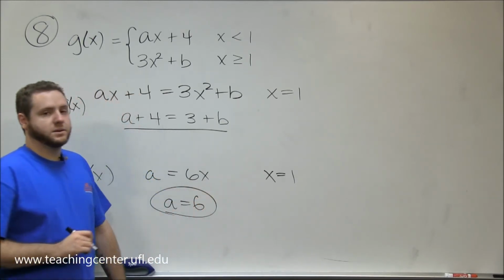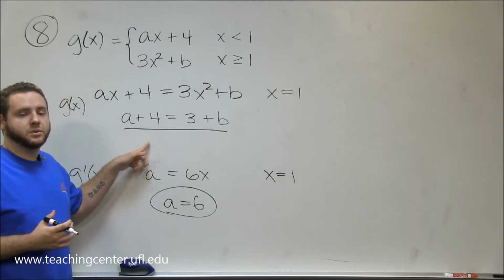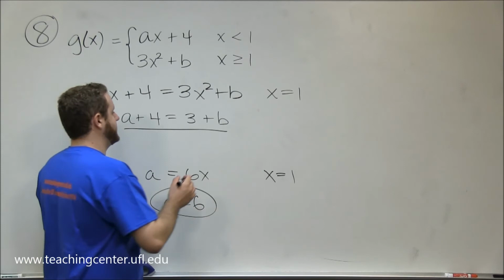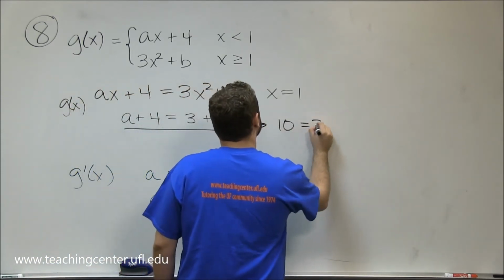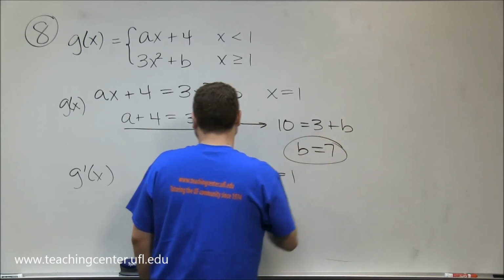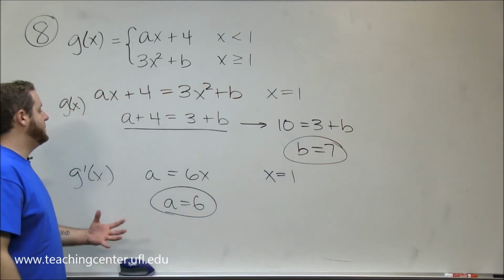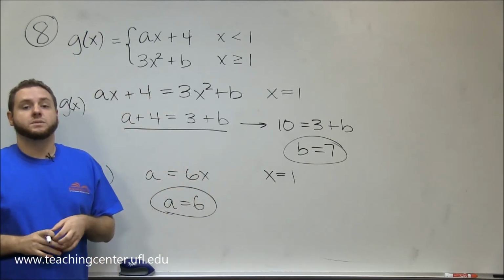So there's one answer. And now we can solve for b by plugging it back into the underlined equation here. Now we know a is 6. So this becomes 10 equals 3 plus b, which means b is equal to 7. So if a is 6 and b is 7, we get not only that this function is continuous, but that it's also differentiable.